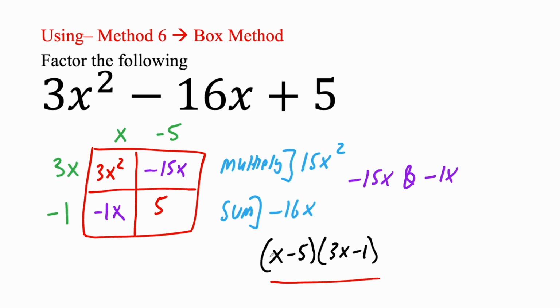And we can always check. X times 3x is 3x squared. That's right. X times negative 1 is negative 1x, but negative 5 times 3x is negative 15x. Negative 1x minus 15x is negative 16x. And lastly, negative 5 times negative 1 is positive 5. And that's how we know no mistakes.